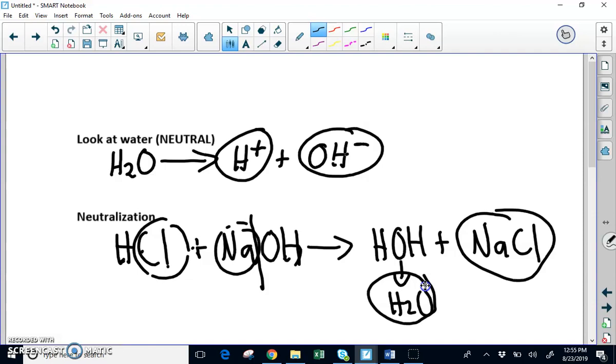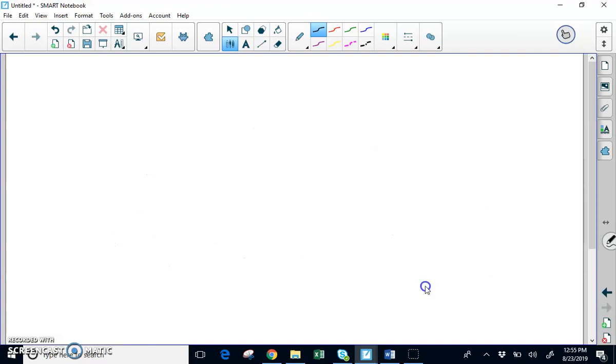All neutralization reactions, as long as you react the acids and bases in equal quantities and they're both strong, will produce water, which is neutral, and a salt. Which is any ionic compound. Any ionic compound is known as a salt.